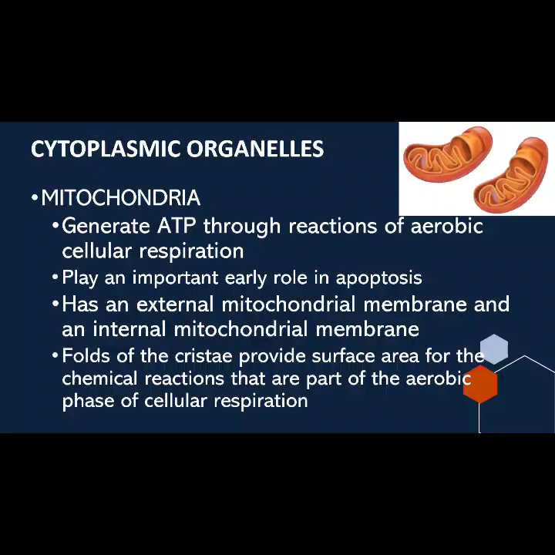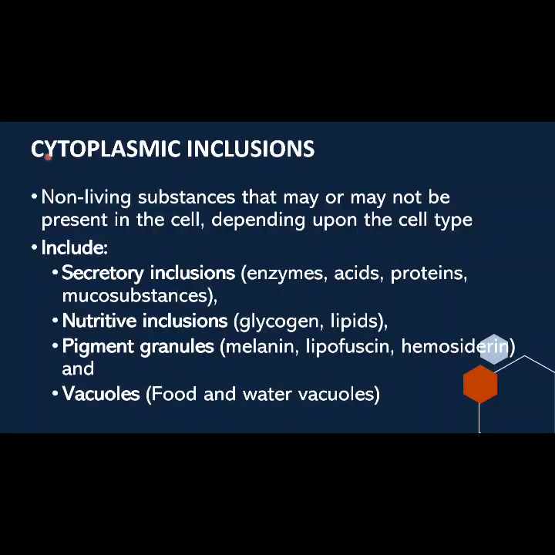Moving on to the cytoplasmic inclusions. They are non-living substances that may or may not be present in the cell, depending upon the cell type. Cytoplasmic inclusions include secretory inclusions like enzymes, acids, proteins, and mucosubstances; nutritive inclusions like glycogen and lipids; and pigment granules like melanin, lipofuscin, and hemosiderin; and vacuoles, such as food vacuoles and water vacuoles.